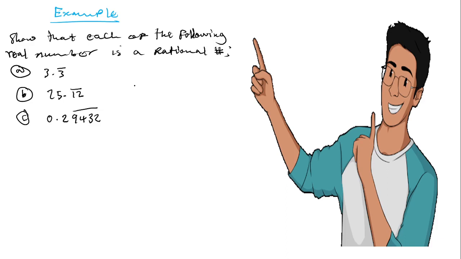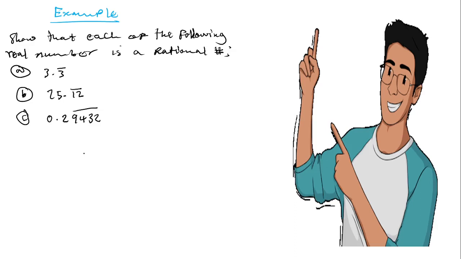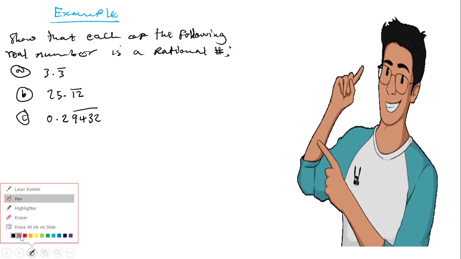Sometimes they won't say show that each of the following real numbers is a rational number. Sometimes they would prefer saying express each of the following in the form P over Q or A over B. So those are just some of the ways in which this question is phrased.